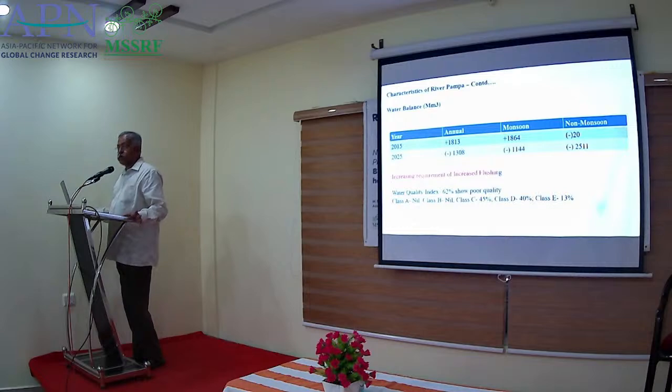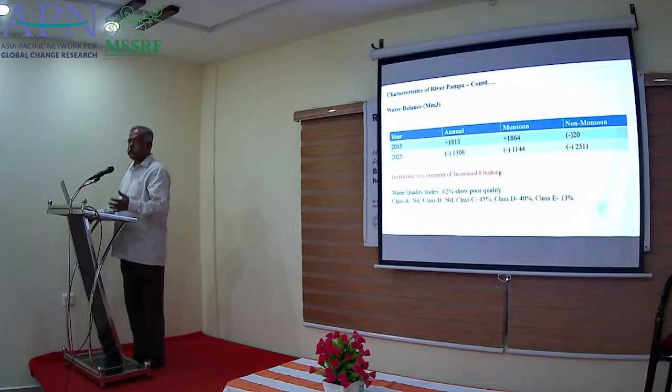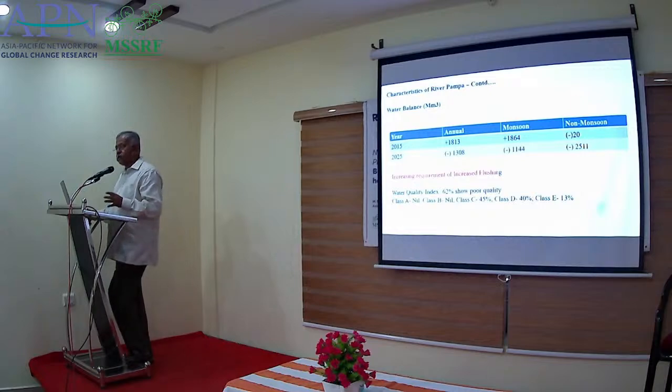There is no Class A or Class B water; no sample shows Class A or Class B standards. The best standard that shows is Class C, and 45% of the samples collected show Class C. That means we can use the water for drinking with disinfection or boiling. Then Class D could be used for other irrigation purposes and things like that. And Class C water is almost about 13%. This is the sort of status of the Pamba River.